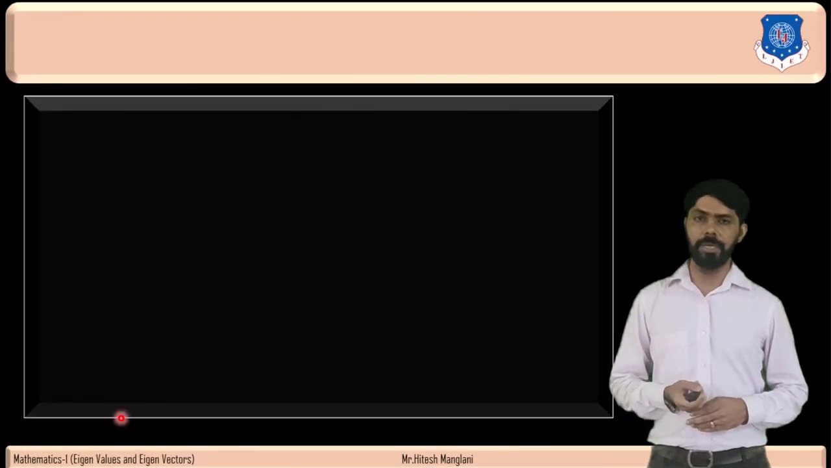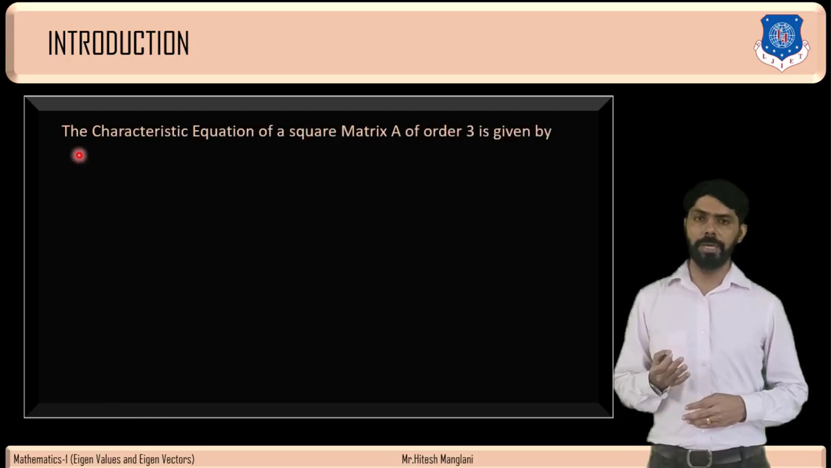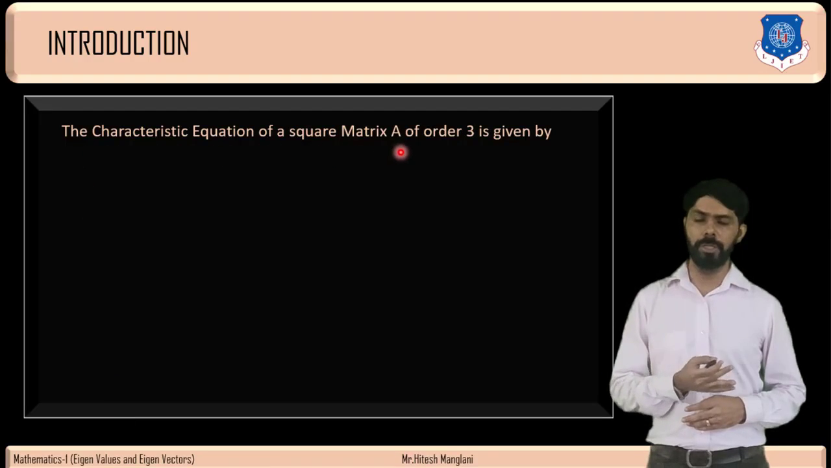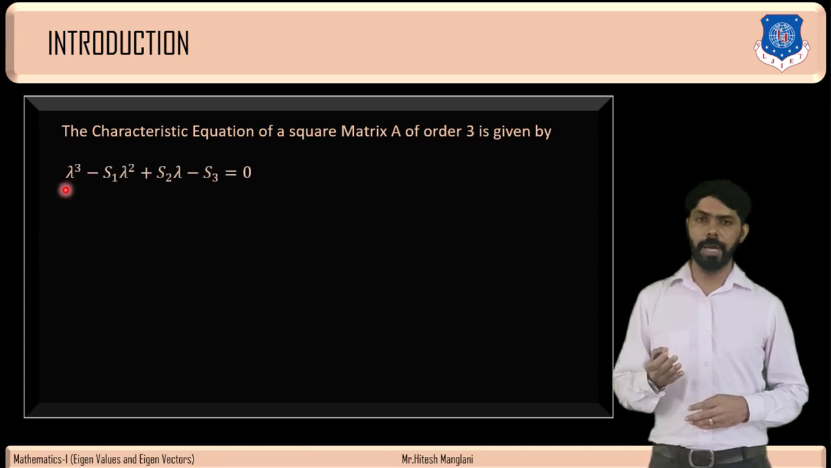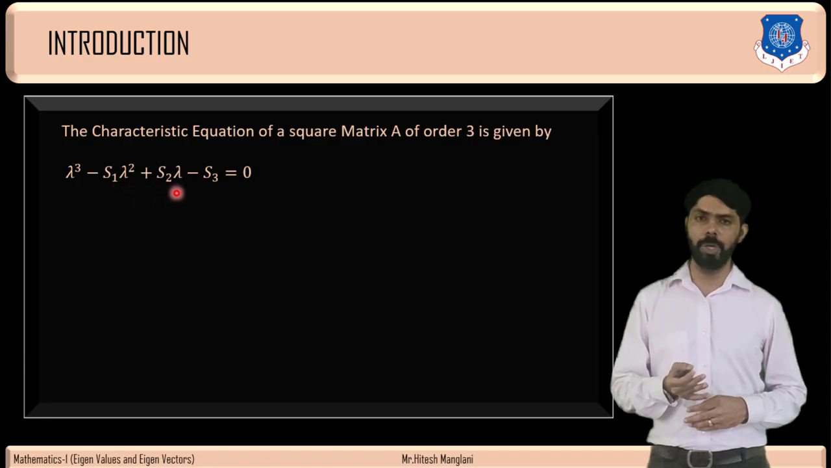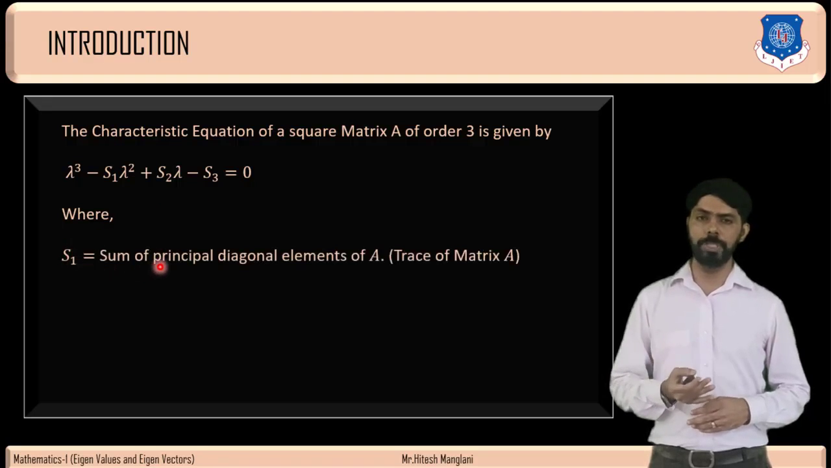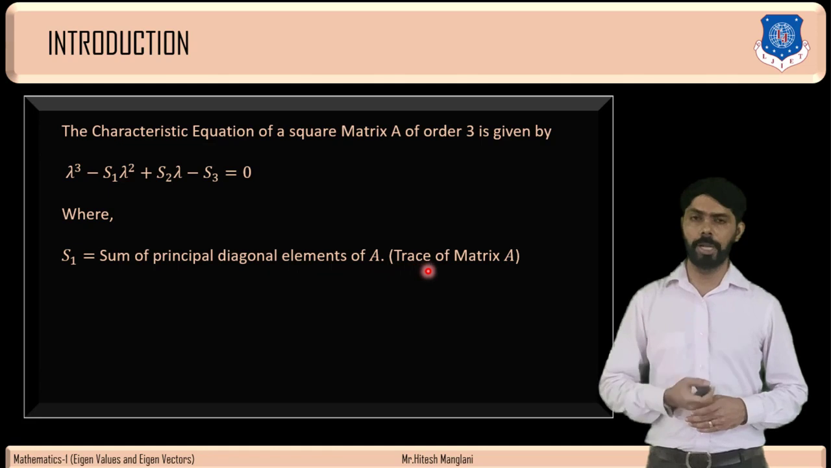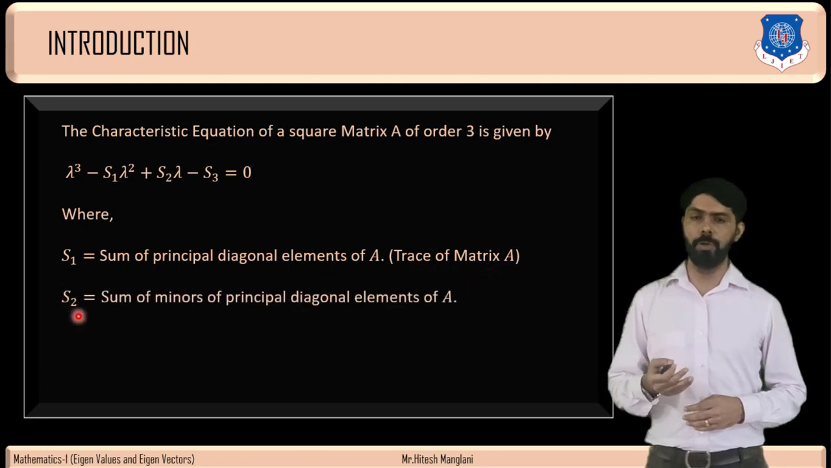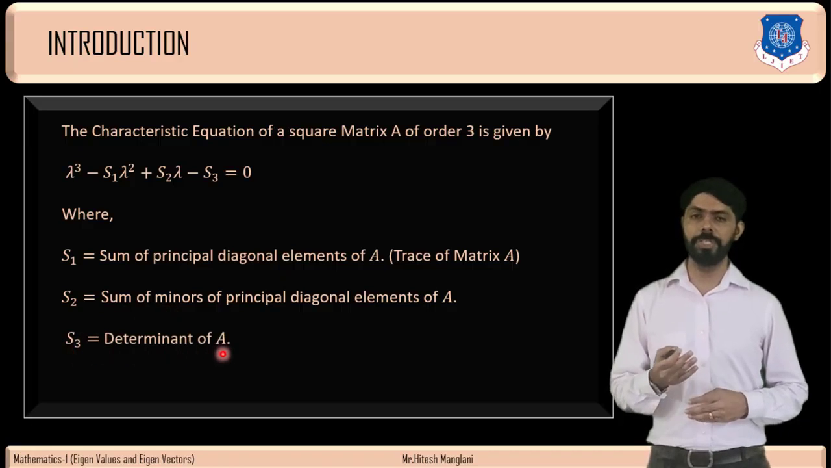Now we will discuss the characteristic equation of order 3. The characteristic equation of a square matrix A of order 3 is given by lambda cube minus s1 lambda square plus s2 lambda minus s3 is equal to 0, where s1 is equal to the sum of principal diagonal elements of A, which is also called the trace of the matrix, s2 is equal to the sum of minors of principal diagonal elements of A, and s3 is equal to the determinant of A. Using that we can find the eigenvalues of matrix A.